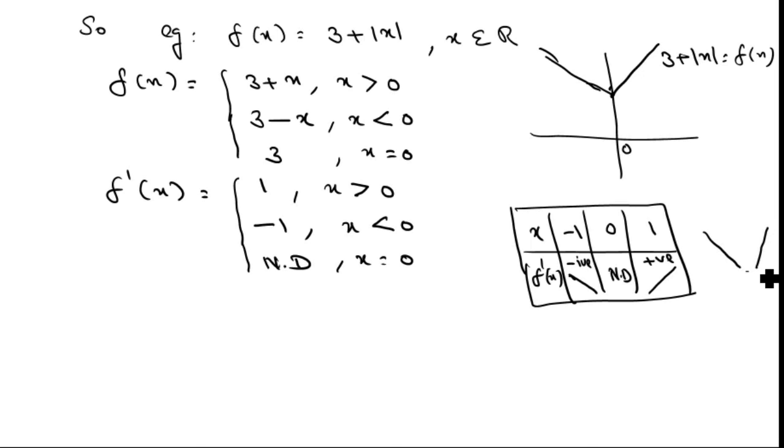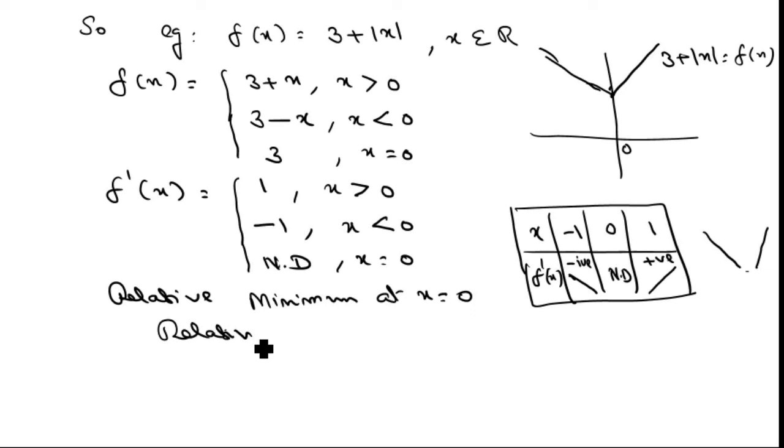So we get the graph like this. So this means it is taking a local or relative minimum at x equal to 0, and the relative minimum value we got is f of 0, which we have seen already is 3. So the minimum value is equal to 3. Thank you.